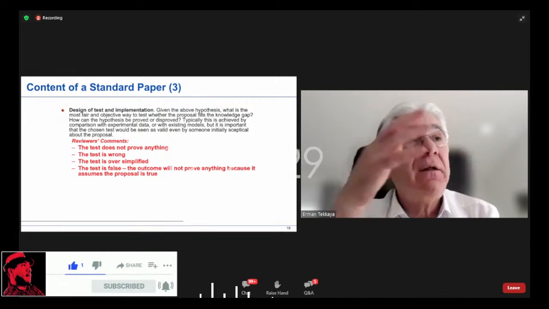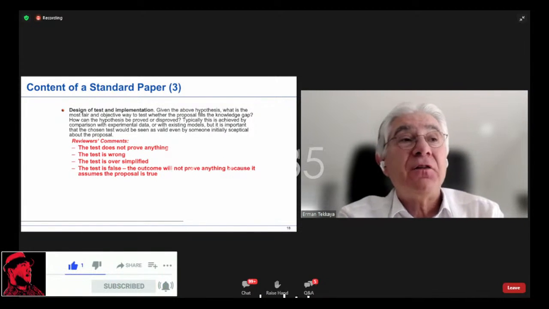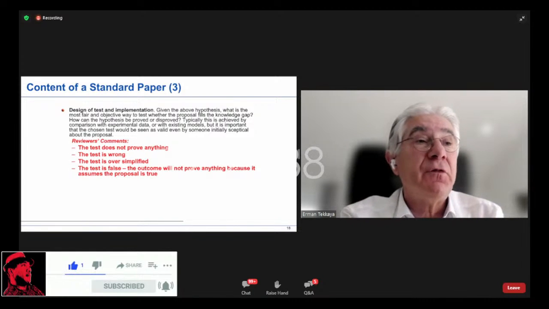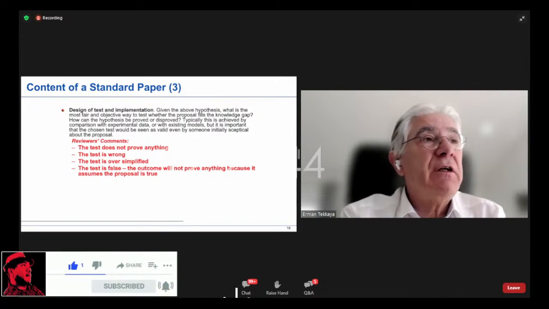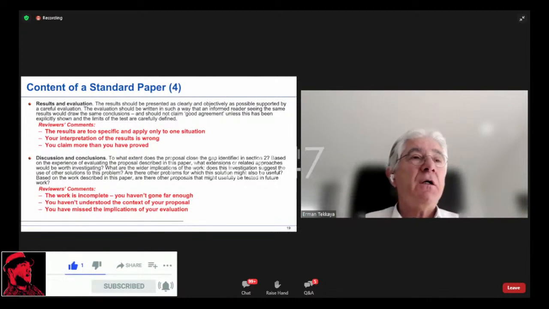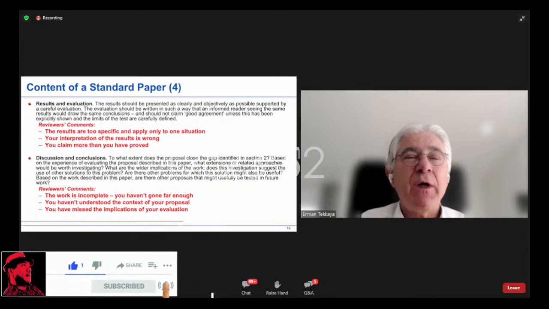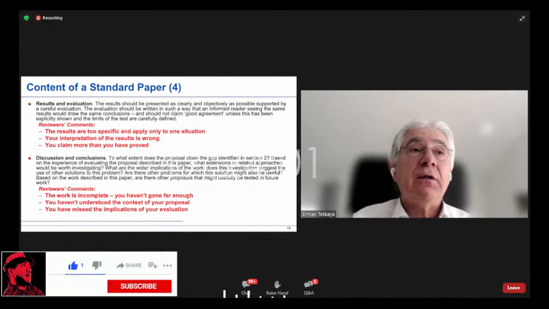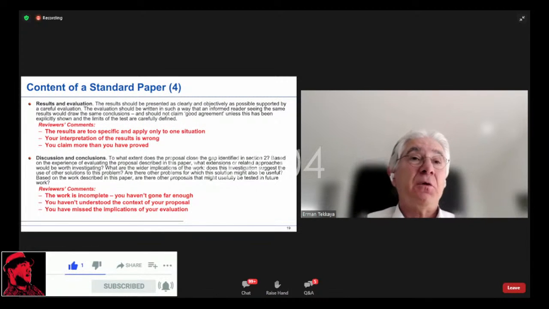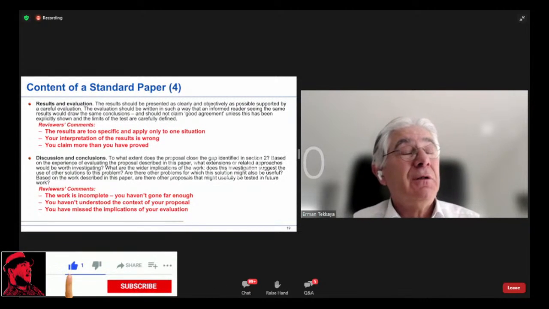And then the design, test, and implementation comes. Here again, the reviewer can say, oh, the test does not prove anything. The test is wrong. The test is oversimplified. The test is false. And I'm going a little bit faster. The results and evaluation part comes. Here, the reviewer might say the results are too specific and apply only to one situation. Think about the car of a Mercedes, the left door of the Mercedes in blue. This is a very specific situation. So any forming process related to this specific product is too specific.